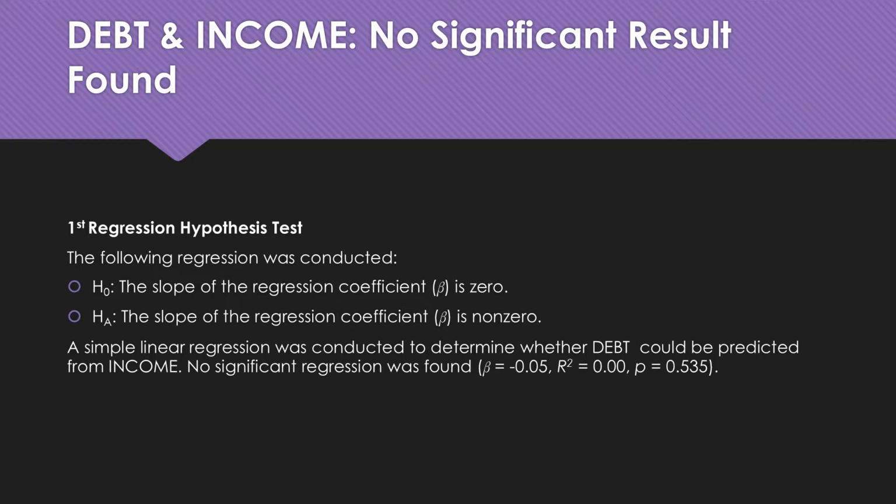And then we found out that no significant regression was found, based off the beta being negative 0.05, the r squared being 0.00, and the p-value being 0.535.